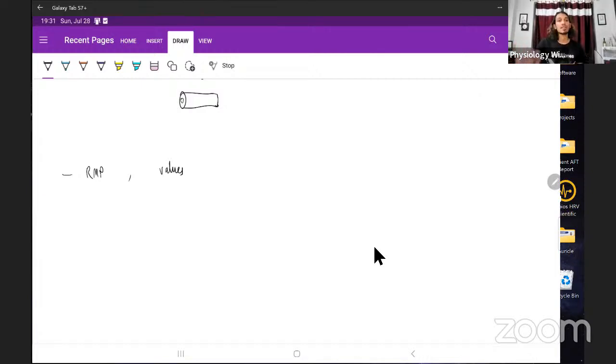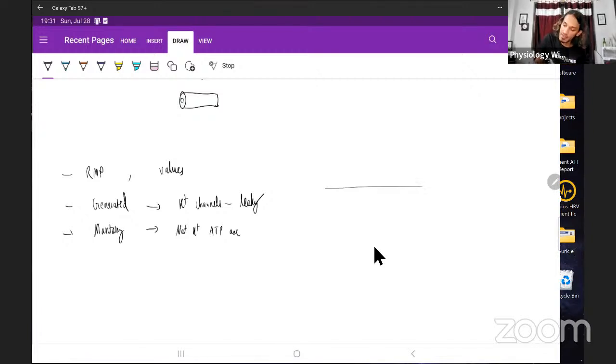Then you'll have to explain how RMP is generated. Here you have to talk about your potassium channels, which are leaky potassium channels. Then, what is maintaining it? That is through your active sodium-potassium ATPase. With a diagram, explain this.